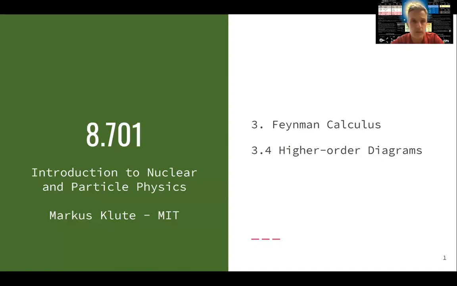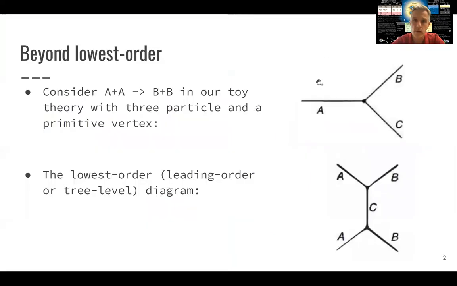So in this lecture, I just want to introduce some features of higher order diagrams, which are rather important. So we started off with our toy theory, where we have a primitive vertex where three particles undergo an interaction. The strength of the interaction, or the coupling, we just label as G.